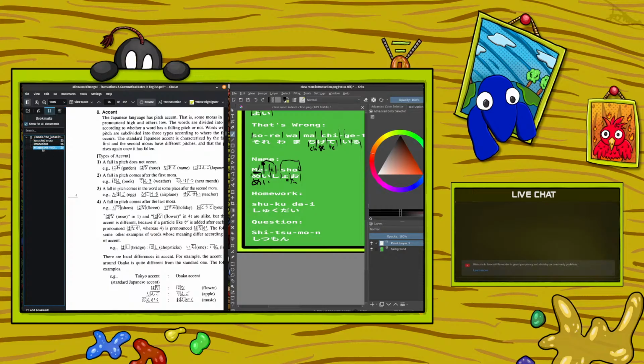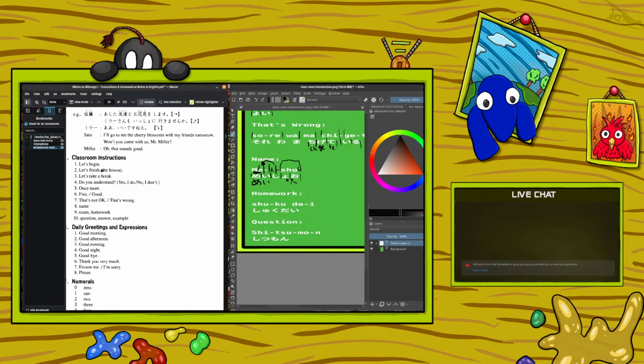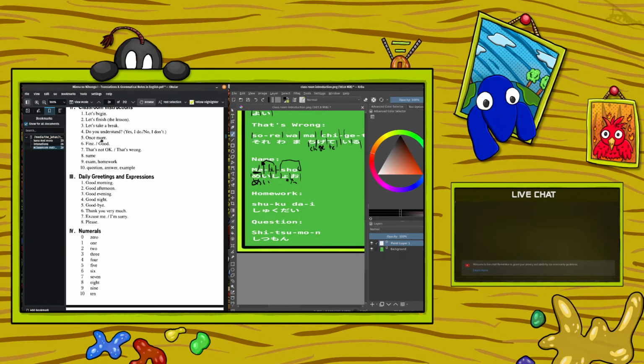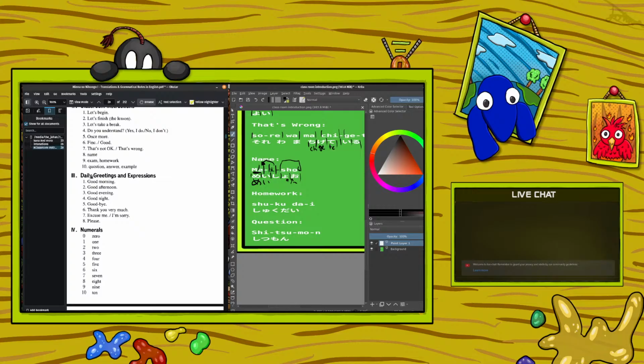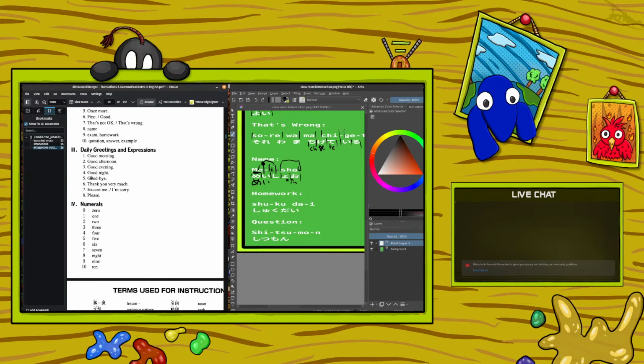What we're going to be looking at for tomorrow, most likely, is the translations of the daily greetings. So good morning, good afternoon, good evening, good night, goodbye, thank you very much, excuse me, and please. I'm going to be using those to get to where I want to be with this. So I'm aiming to get these things done, and tomorrow I'm going to be doing some translations on this part of it.